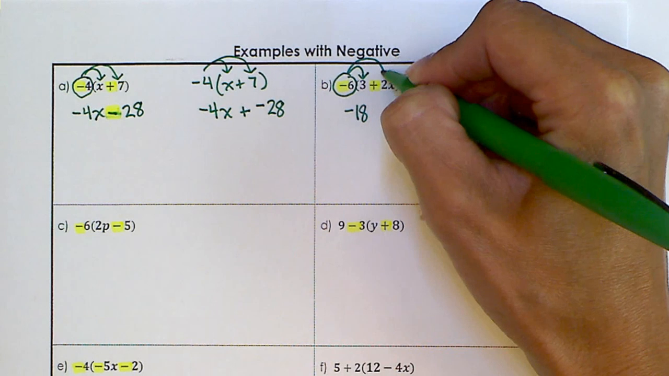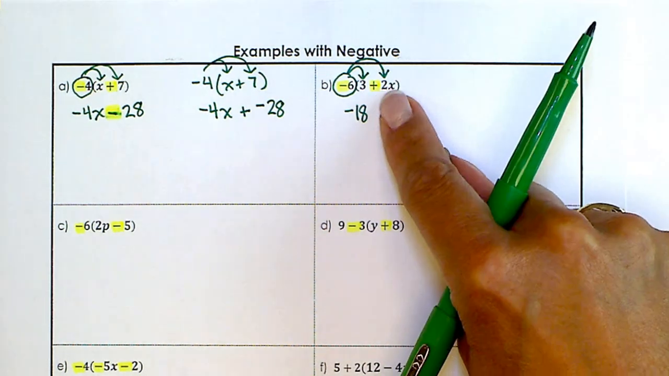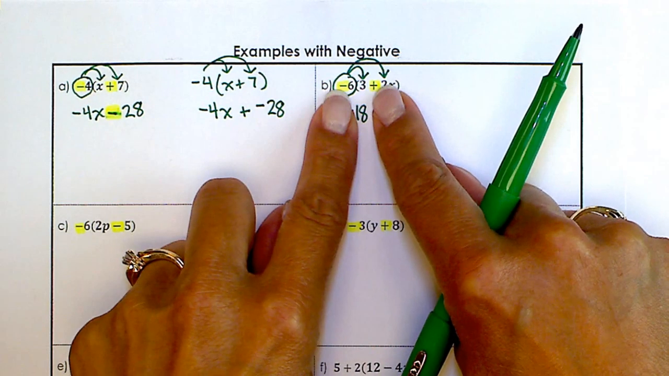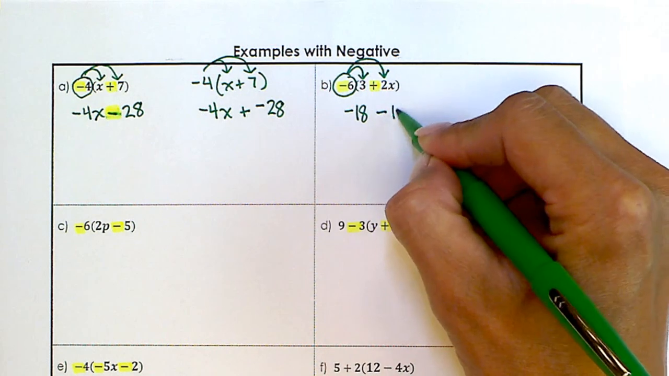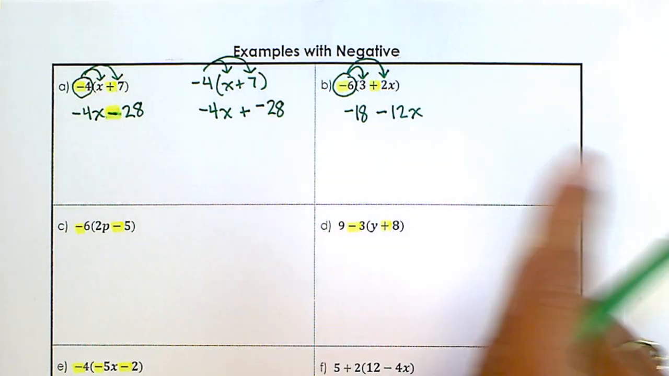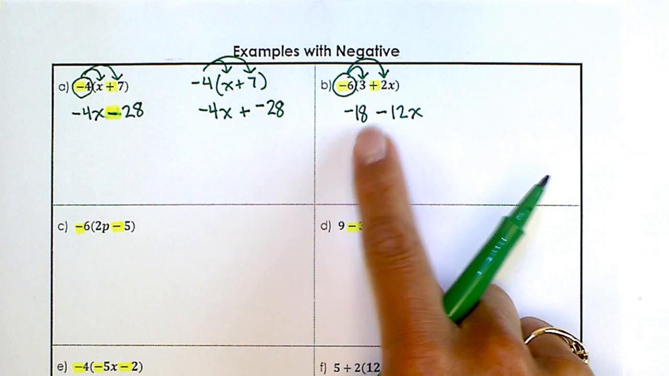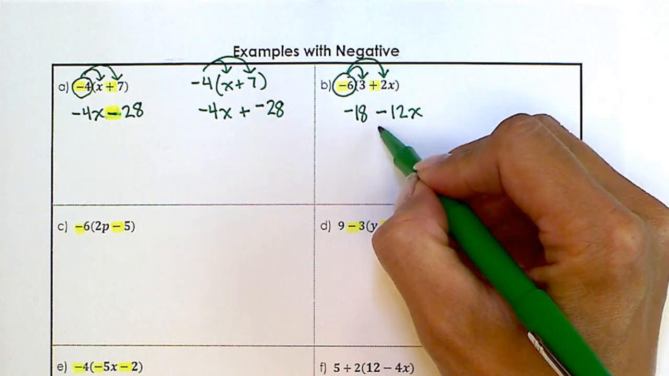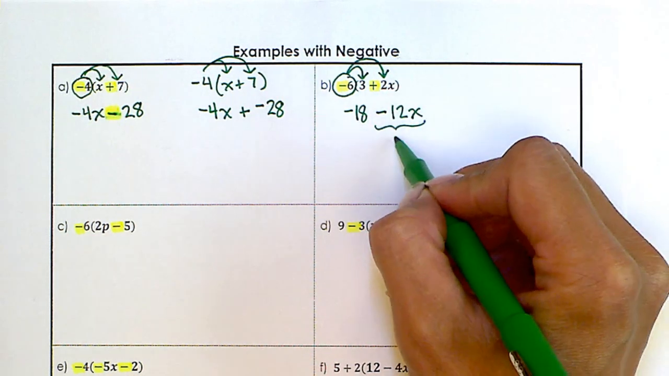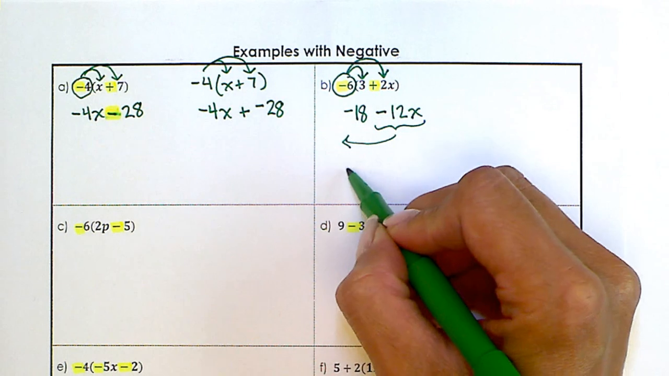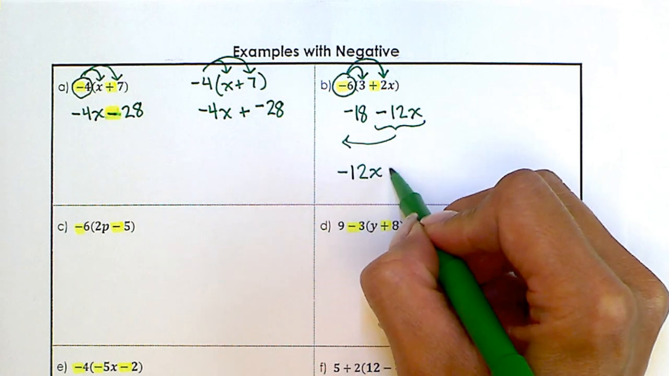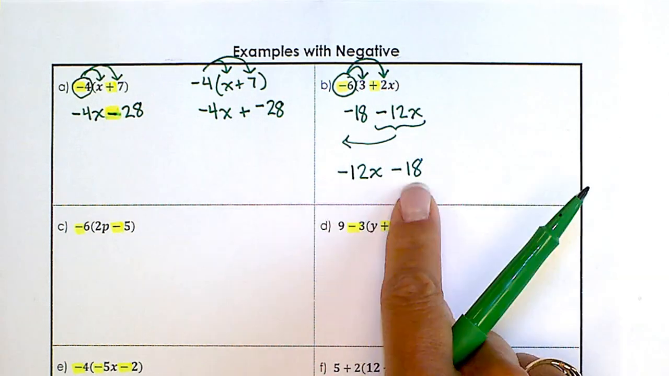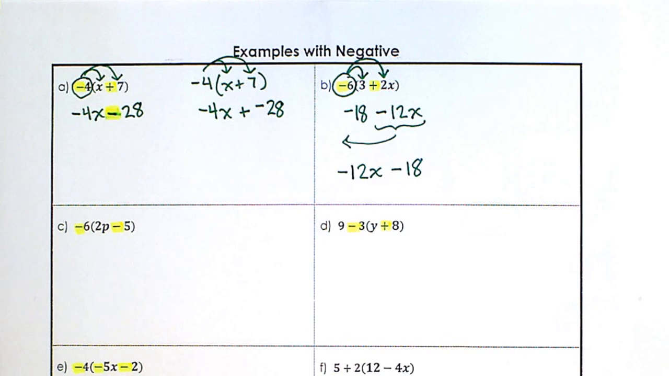All right, for letter B, I'm going to do -6 times 3, so that's -18, and -6 times +2. So a negative times a positive is -12x. Now again, in the previous video I talked about if you have a coefficient with a variable, I'm going to actually put that first. So I'm going to just take this term and move it to the front, and I have -12x minus 18. So this is going to be my final answer for B.